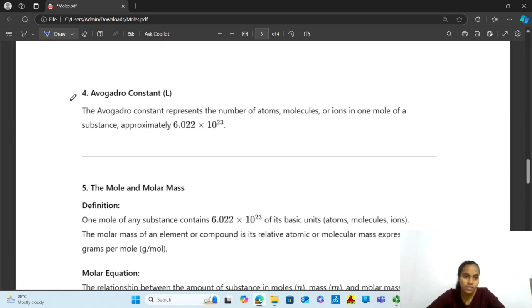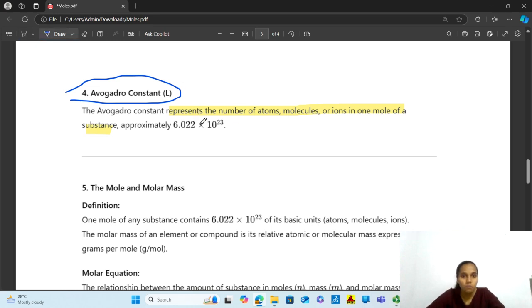The next concept is the Avogadro constant, which is symbolized by capital L. So what do you mean by the Avogadro constant? It represents the number of atoms, molecules or ions in 1 mole of a substance, right?